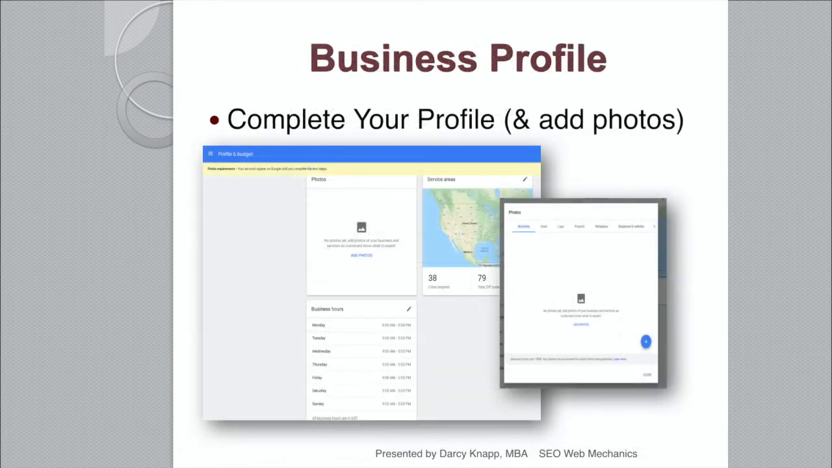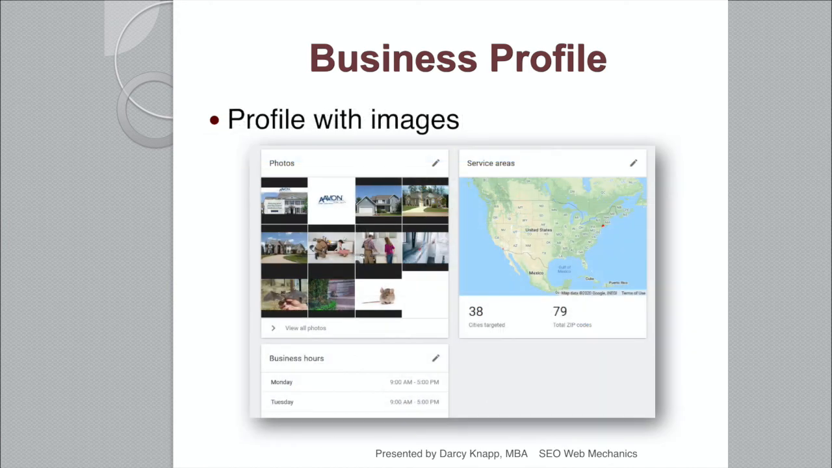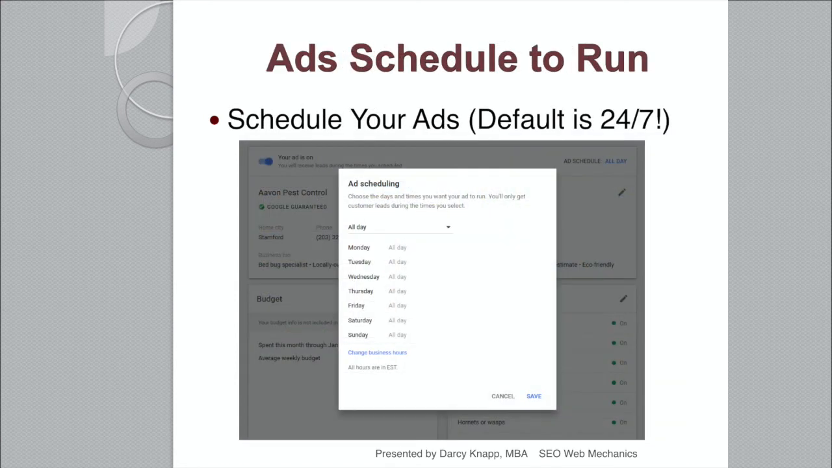Let's build your business profile. Let's complete your business profile. Add images, your logo, and as much information as you want to add to the page. Let's take a look at your ad schedule. The default is 24/7. You probably want to change that to your business hours. Depending on what types of services you provide, you can also run a 24-hour-a-day schedule or specific hours on specific days.